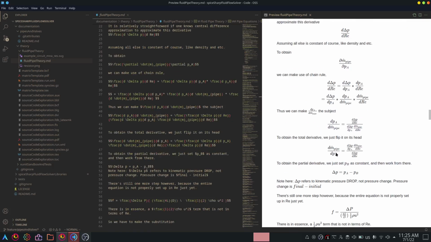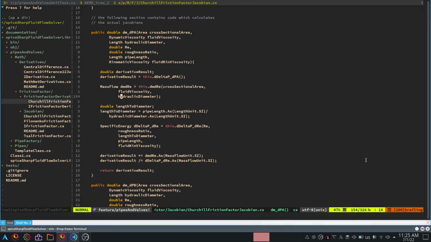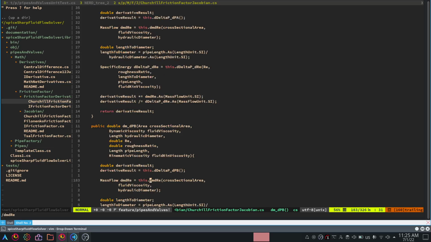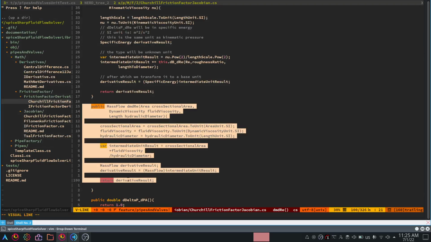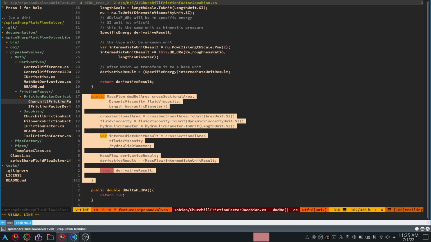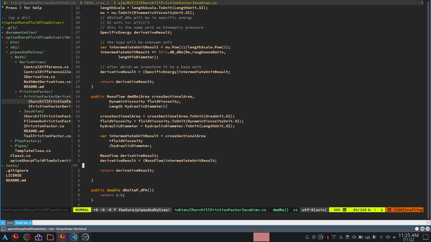So the m_pipe/dPA, if we look at that, we'll have the delta P/dPA, the m_pipe/dRe, the delta P/dRe. These are the three things we need to get. One of them is the dm_pipe/dRe, and this will be in mass flow units, as you can see over here. So what's this dm/dRe? It will be of the mass flow rate units. You will need a cross-sectional area, dynamic viscosity, fluid viscosity, and hydraulic diameter.